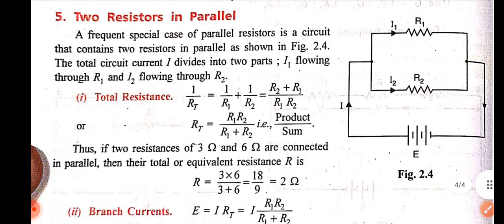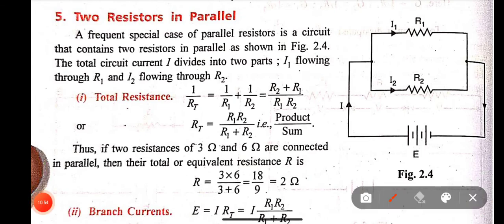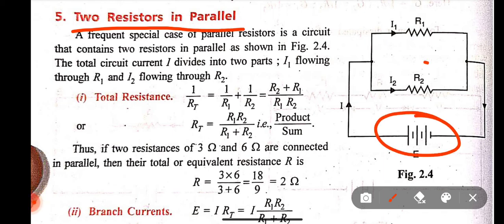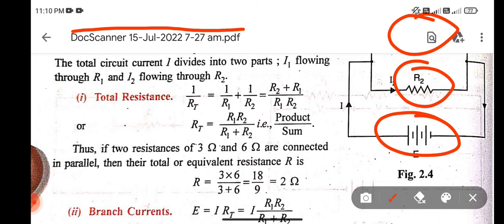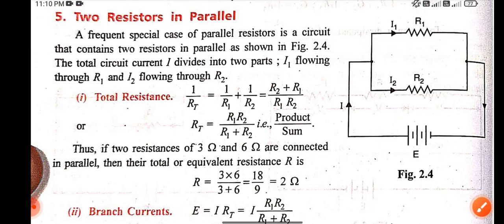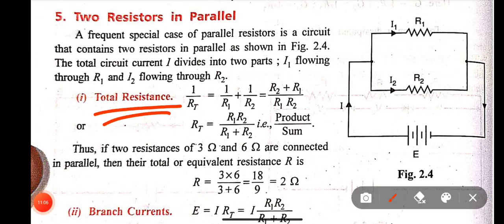So now the fifth point, and the fifth point is really important. Let's suppose two resistors in parallel. In this diagram it's mentioned there are two resistors, R1 and R2, right? R1 and R2 are connected in parallel. So how do we calculate the total resistance? As we know the formula, R total equals what? 1 upon R1 plus 1 upon R2.